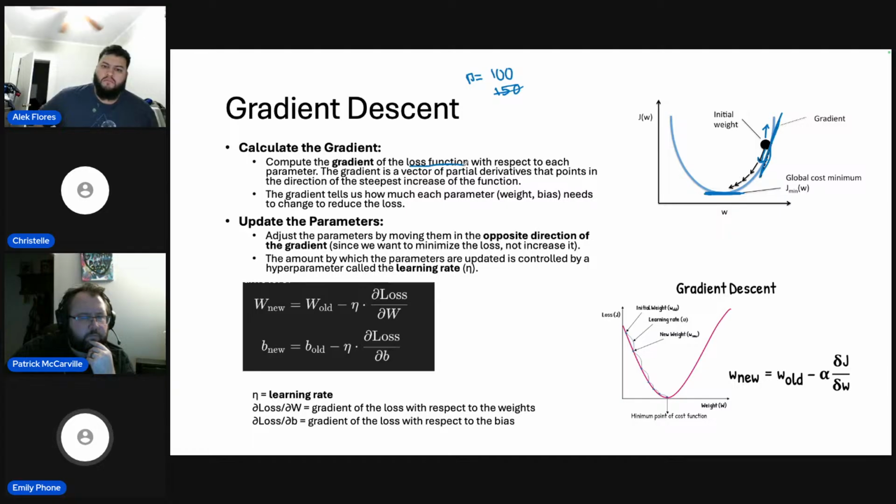We compute the loss with respect to each parameter, and the gradient is the vector of the partial derivatives that points in the direction of the steepest increase for the function. So we know we want to go down. The next question is how much? Do we go down to 90, or do we go down to 10? How dramatic do we want to be?